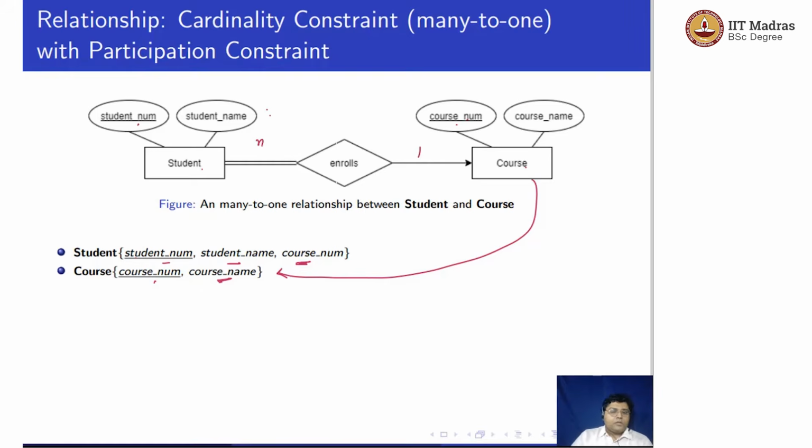Now the student must be associated with one course, exactly one course. So it cannot be associated with a null, right? That's why this has to be not null. At the same time, this is a foreign key referring to the course number inside the course table. So this is a foreign key which has a not null constraint specifically.